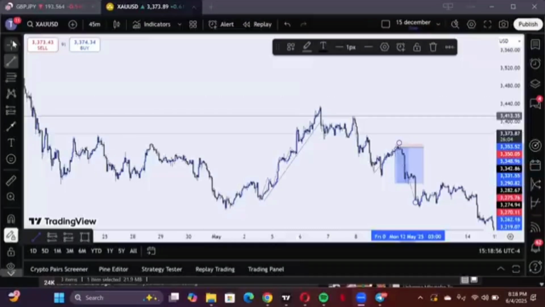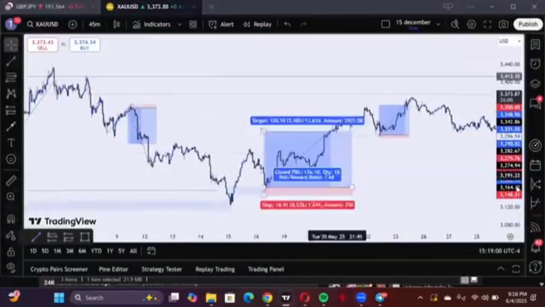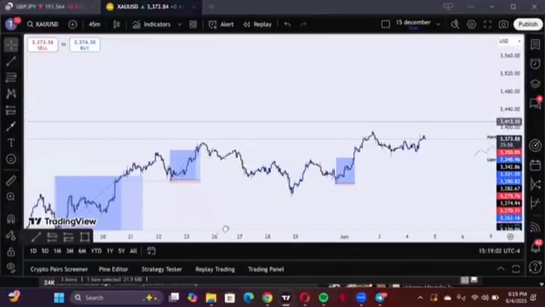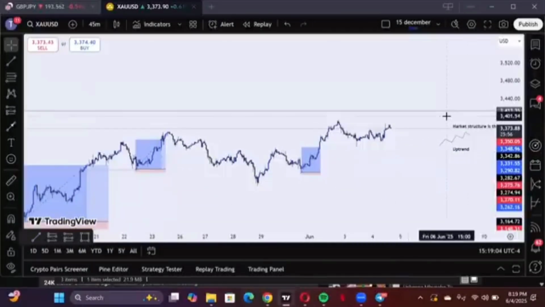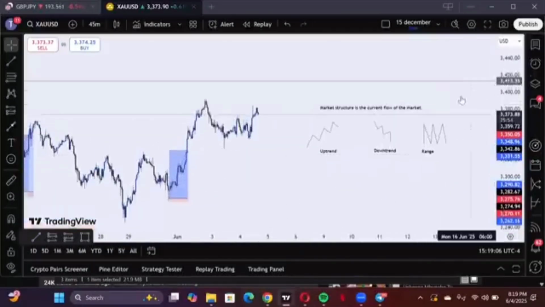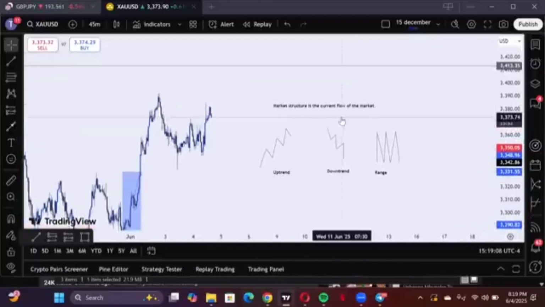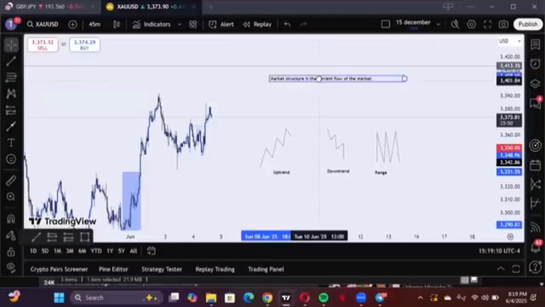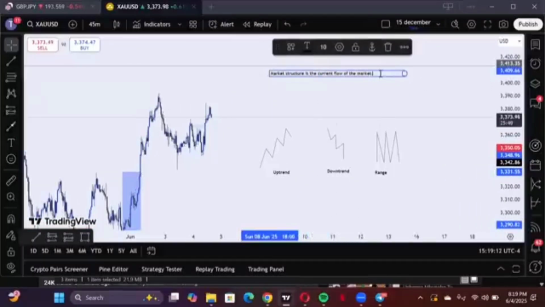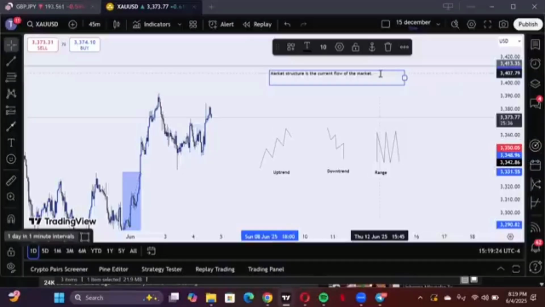Now, the two phenomena that we use to trade reversals and continuations: the one for reversal is what you call a market structure shift. What we use to trade market reversals is what you call a market structure shift. So a market structure shift is basically an indication that the current trend the market is on is ending and a new one is about to begin in the opposite direction.